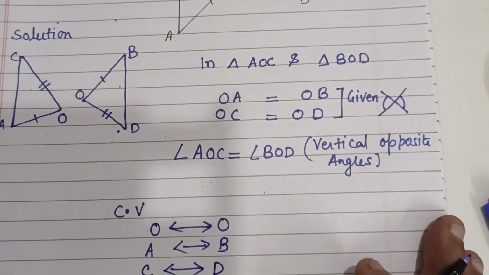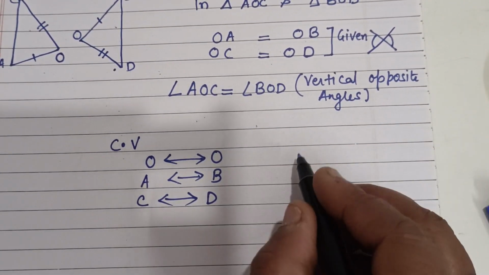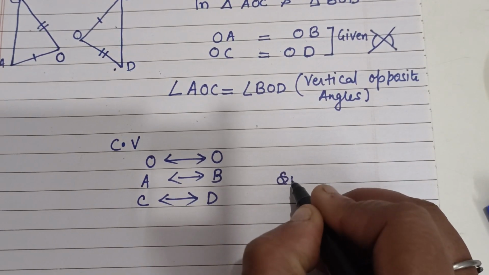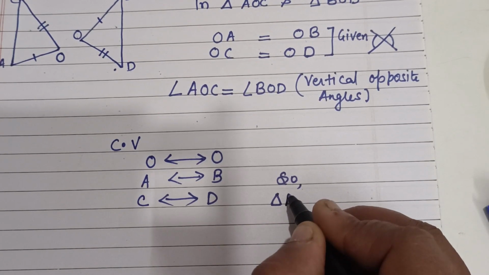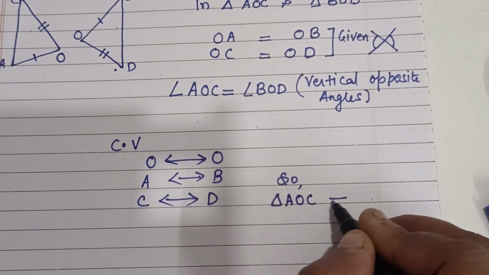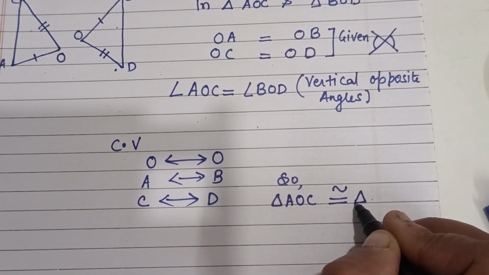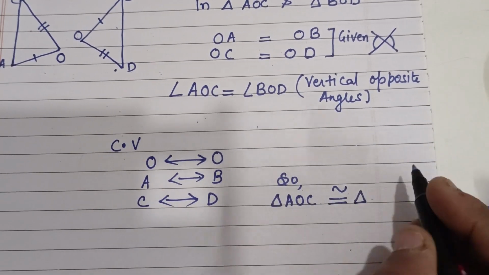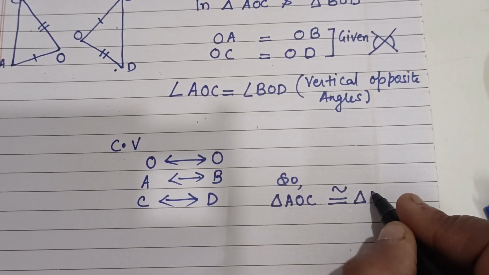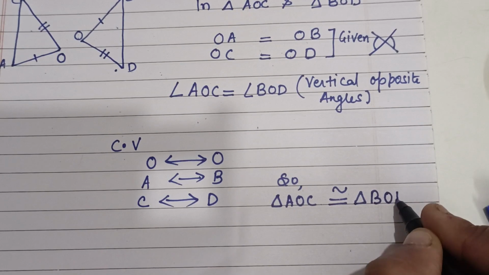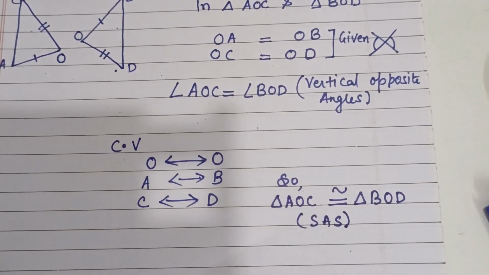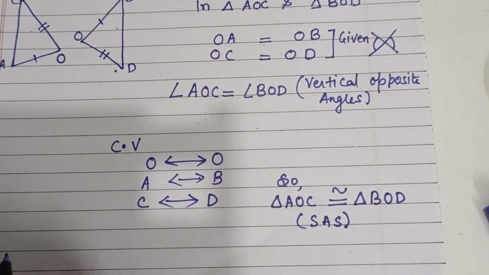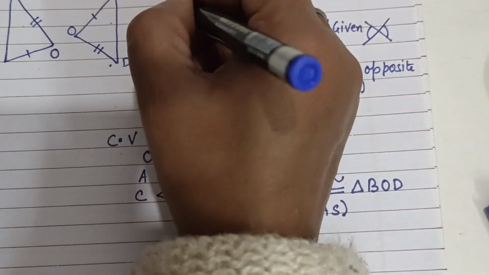Okay. So in this case, triangle AOC will be congruent to triangle BOD, with A corresponding to B, by SAS. Okay, so our first part is done.